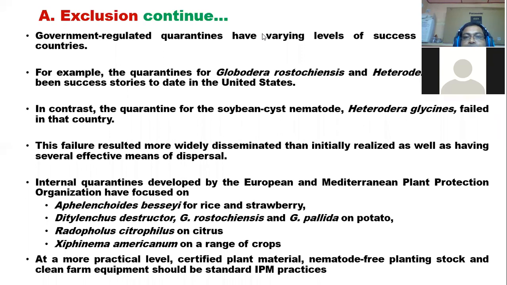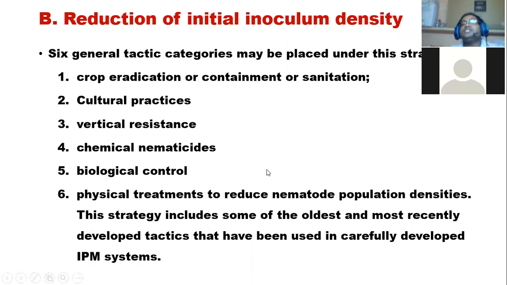Exclusion. Then reduction of the initial inoculum density. The second technique is that you can reduce the inoculum, the initial population of these nematodes, by using several aspects. So you can use crop eradication, meaning previously cultivated crops, or if the field is contaminated or infested with nematodes, if you are completely eradicating or isolating that field and completely abolishing the field, or if you are properly using proper sanitation measures before cultivation, you can minimize the initial inoculum density.